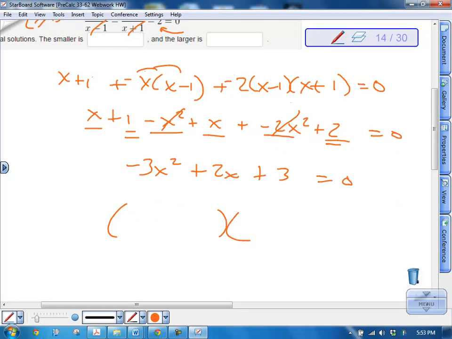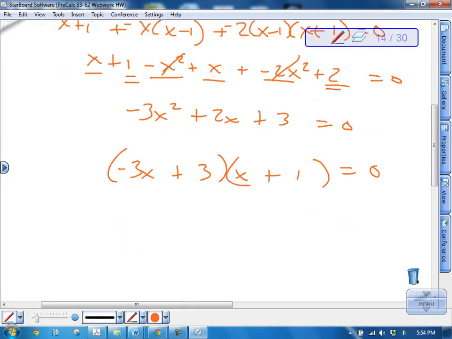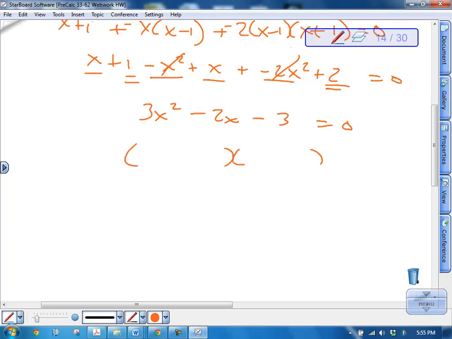And I'll try to factor this if I can. We'll see. 3x times x, plus 3 plus 1. I'm actually going to back up and multiply through by a negative, so that makes this negative and this negative, and try factoring again. 3x, x. In the amount of time on this video, this didn't work, but you can use the quadratic formula.